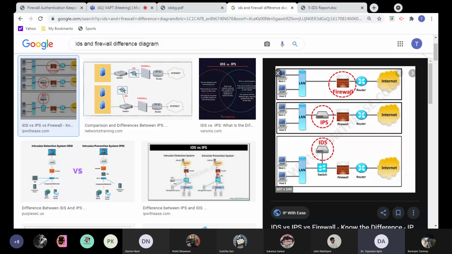Hello? Yes, ma'am, understood. Yeah. So this particular diagram is really going to give you a nice understanding about where exactly the IPS and IDS and those things are going to be placed, and the firewall.